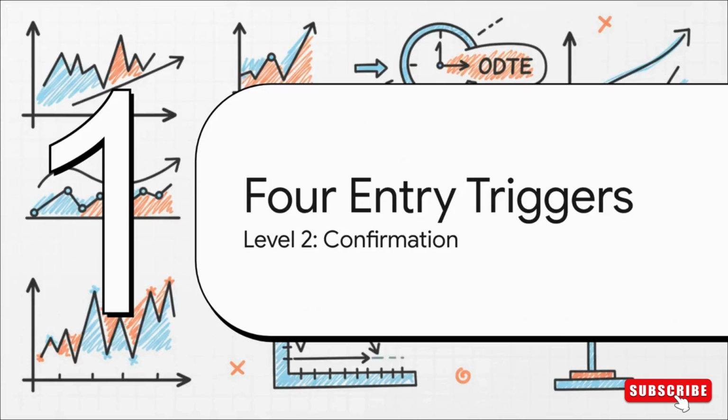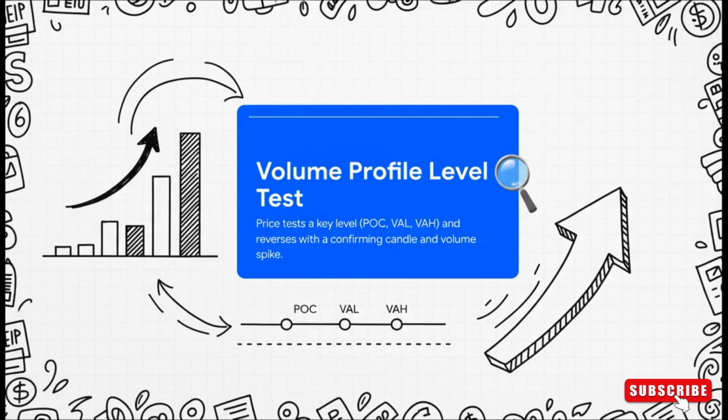So, we've picked our 2-hour window. Great, but that's still a huge amount of time. We need to zoom in even further to find our exact entry point. And that brings us to level 2 of our system, the 4 precise entry triggers. Think of these as the specific events in the price action that scream, okay, now is the moment to get in.